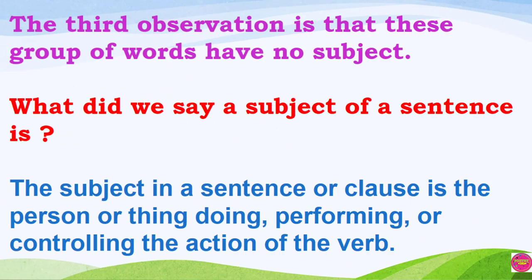The third observation is that this group of words have no subjects. What did we say a subject of a sentence is? The subject of a sentence or a clause is the person or thing doing, performing, or controlling the actions of the verb.